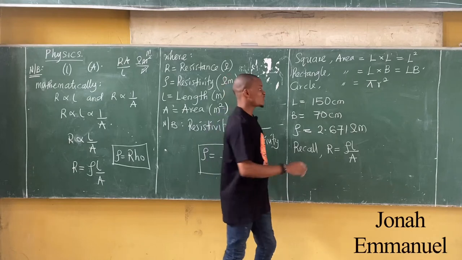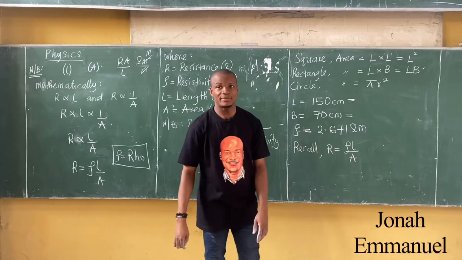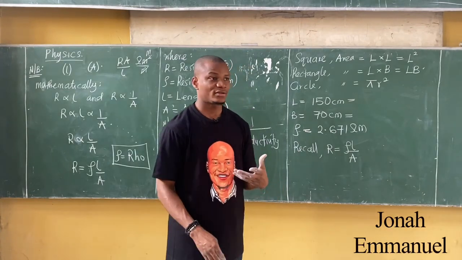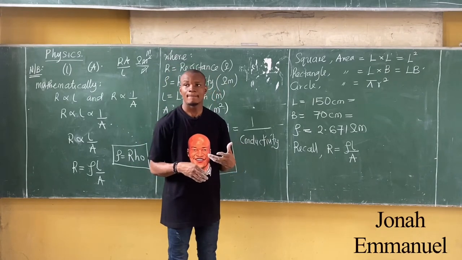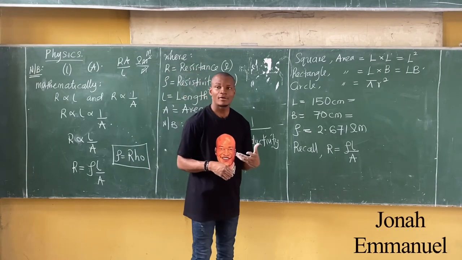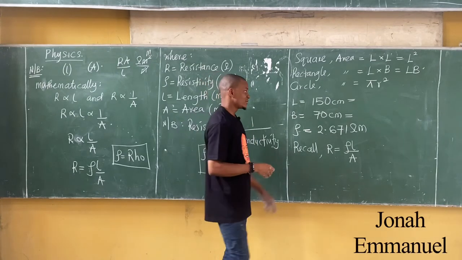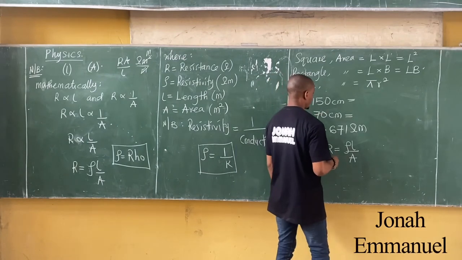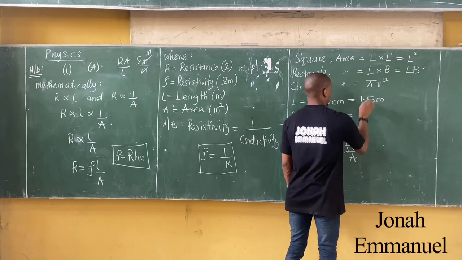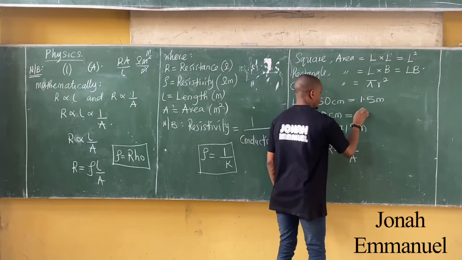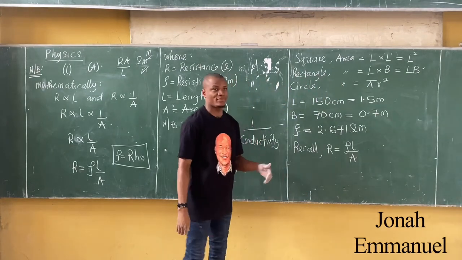If I'm to convert from cm to meters, what do I do? Am I multiplying, dividing, adding, or subtracting? Divide by how many? I'm dividing by 100. Dividing by 100, what do you get? 1.5 meters. And 70 divided by 100 gives 0.7 meters. Please convert from cm to meters.